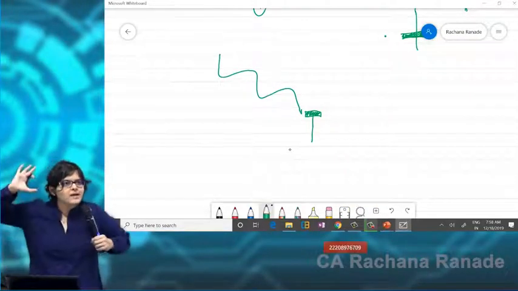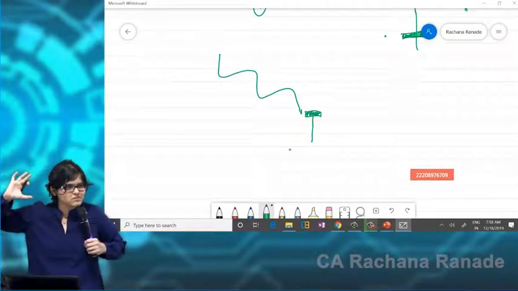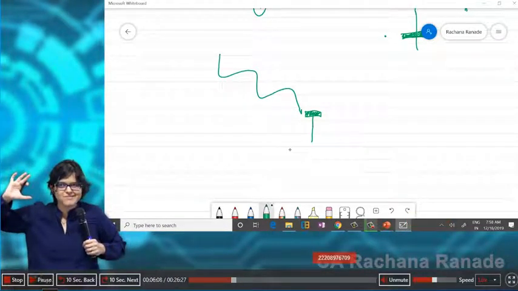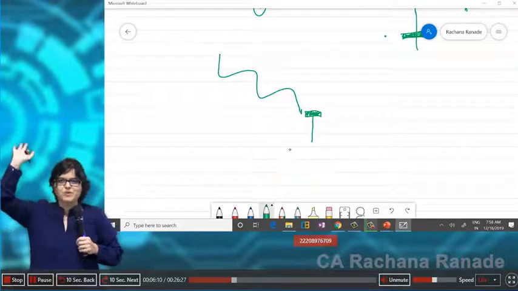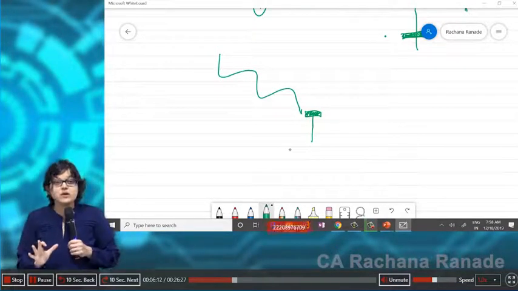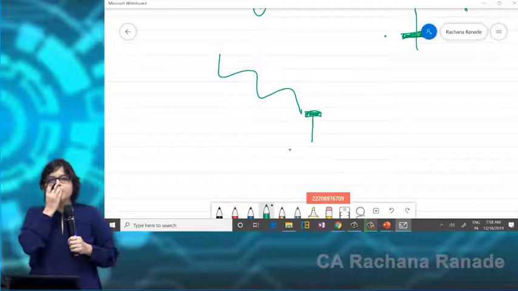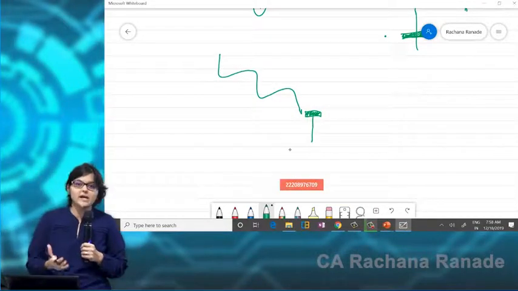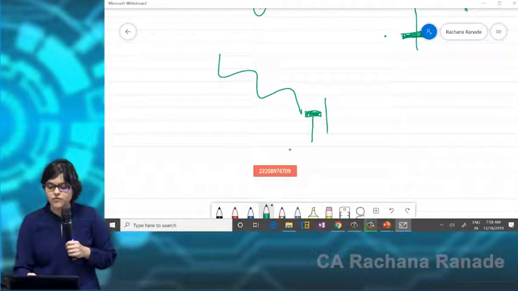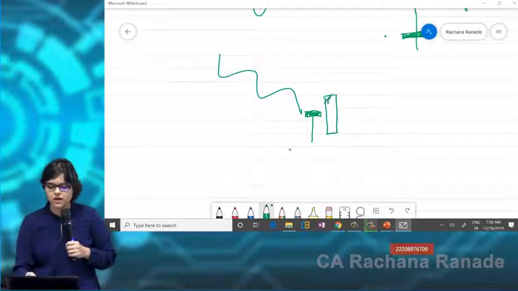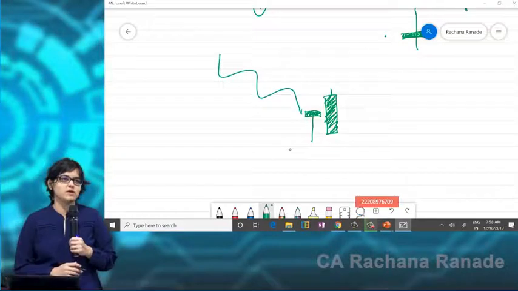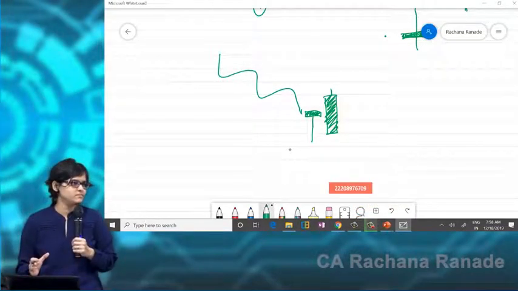Buy? No, wait. The moment you see a hammer, yeah, I'm going to buy. No, wait for the confirmation. Confirmation comes when a bullish candle is formed after the hammer. If this happens, it's a great chance that it's going to go up.